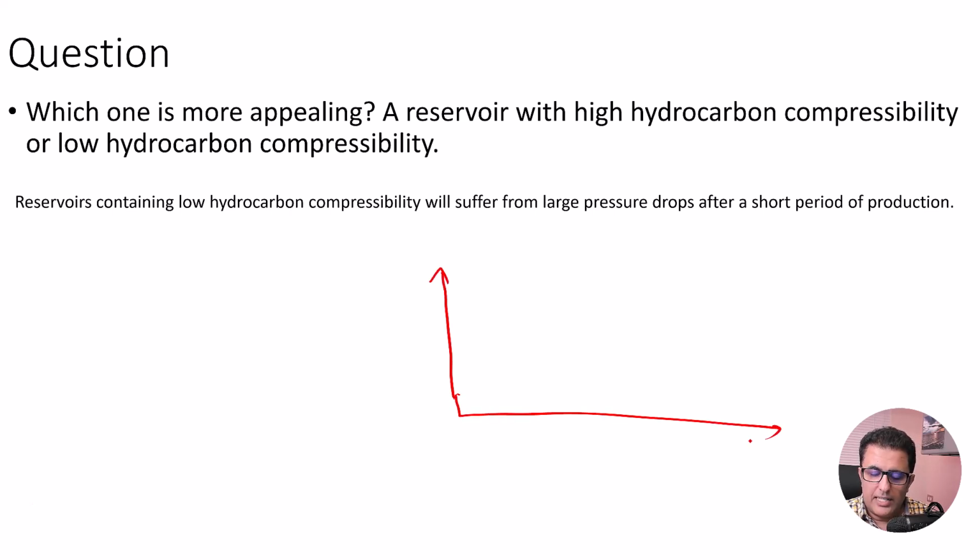Assume that we put a pressure sensor in the reservoir to measure the pressure of the reservoir during production. If we deal with an oil reservoir, the pressure decay will be something like that. This is time, and this is the pressure of the reservoir. But for gas, it's going to be much smoother.